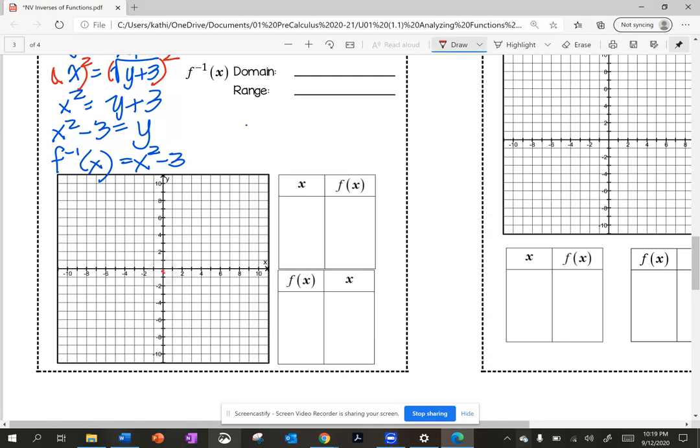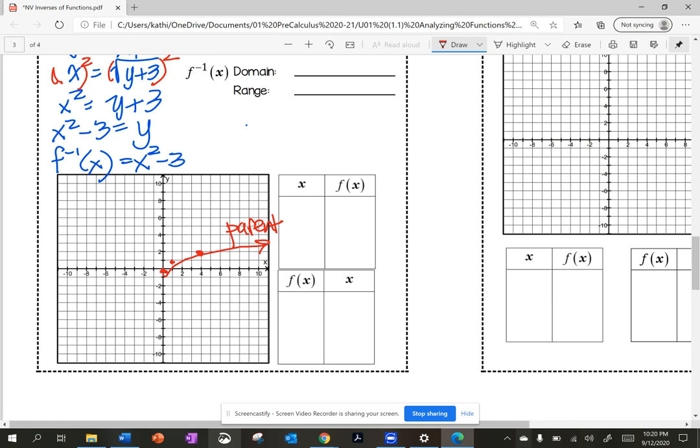So the square root parent function looks like this: at x equals 0, the square root of 0 is 0. So I have my first point. At x equals 1, the square root of 1 is 1. And at x equals 4, the square root of 4 is 2. So here is my parent function. And then my equation is the square root of x plus 3.